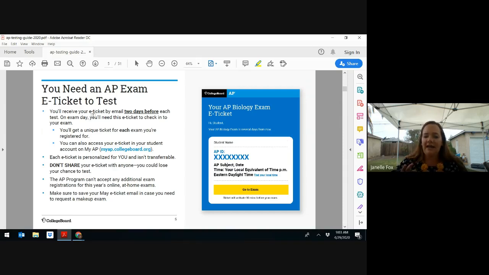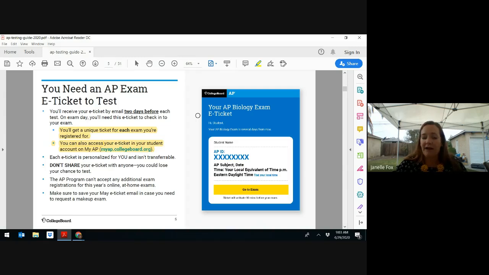So you're going to get an email that says your unique ticket for the exam. You can also access your e-ticket through your student account at College Board. If you, for some reason, are not getting the email, then you can go to myap.collegeboard.org, and you can also find your e-ticket number in that spot. That will be amazing for you guys.